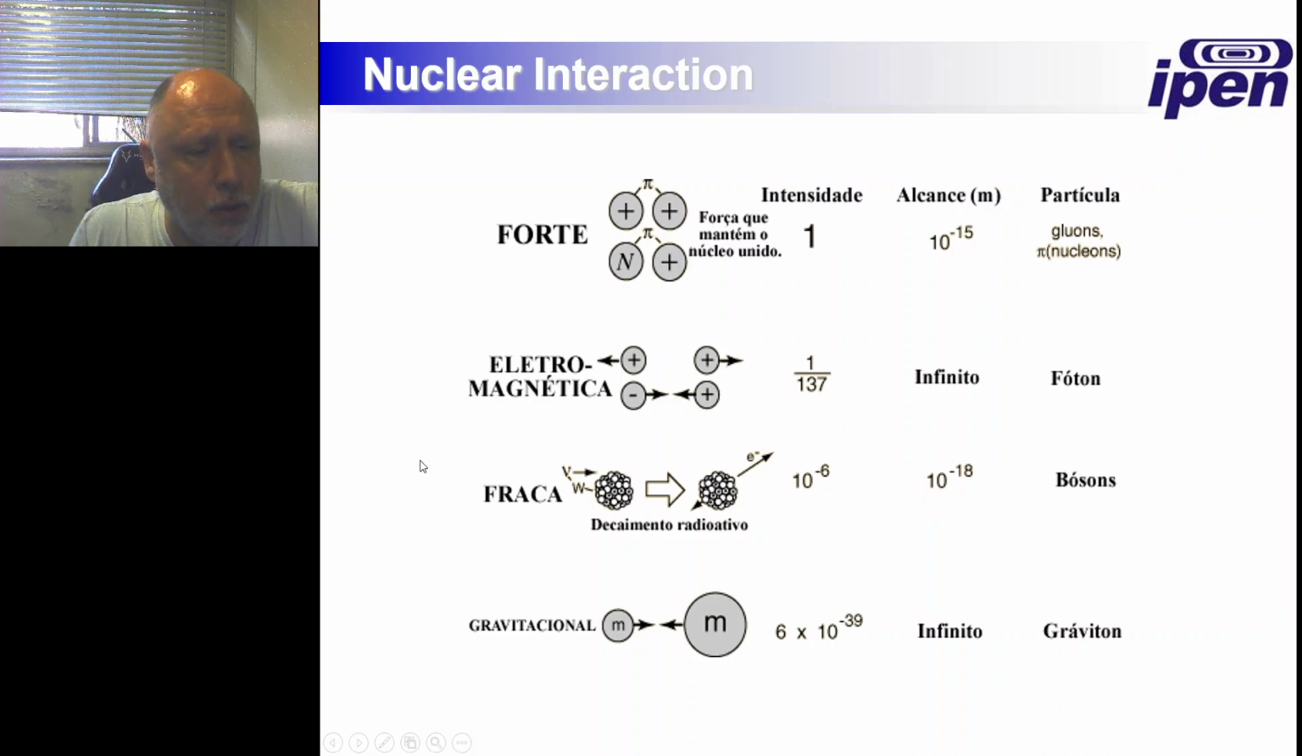Then we have the weak interaction, which is responsible for some special cases of radioactive decay. We'll talk about this during the course. Its intensity is 1 million times smaller than the strong one. But its range is much, much shorter, meaning it only takes place inside the nucleon, not the nucleus itself. And finally we have the gravitational force, which is much, much smaller, 39 orders of magnitude less intense, but its range is also infinite. It only matters when we're talking about large masses, right?